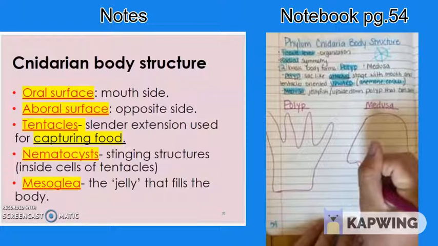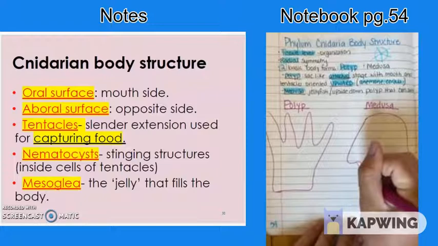And on each of these tentacles throughout our entire Cnidarian phylum, they have these particular stinging structures called nematocysts. All right, we know when we think of jellyfish, we think automatically, oh yeah, jellyfish sting. Okay, and these nematocysts are actually what is doing that. All right, so these stinging structures inside the tentacles are referred to as nematocysts.